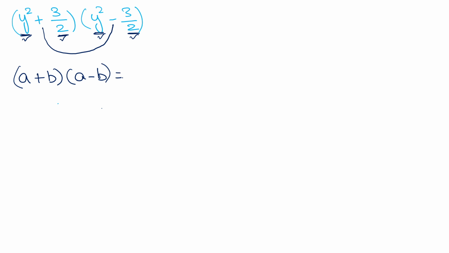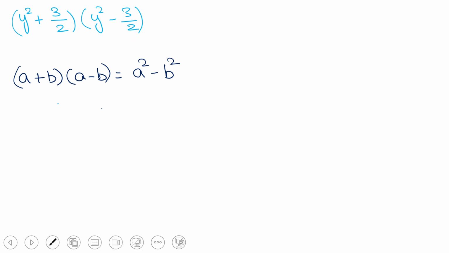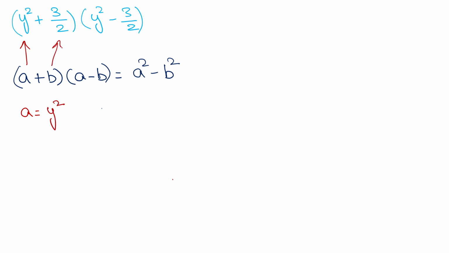A plus B times A minus B. What will it be? A square minus B square. So that means, let me explain clearly, my dear students, you have to substitute the values. So before substituting values, what is A? A is equal to y square. And what is B? B is equal to 3 by 2.